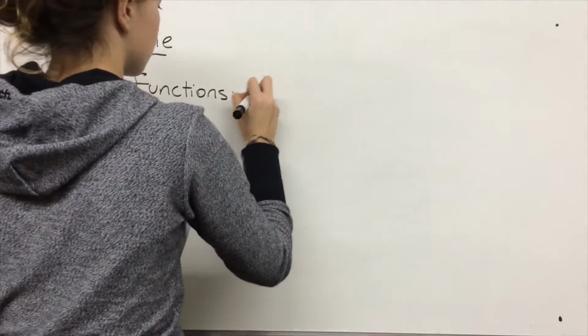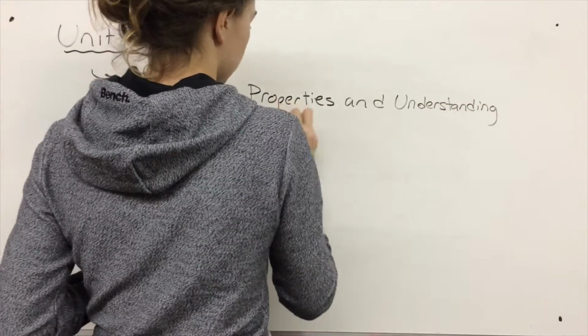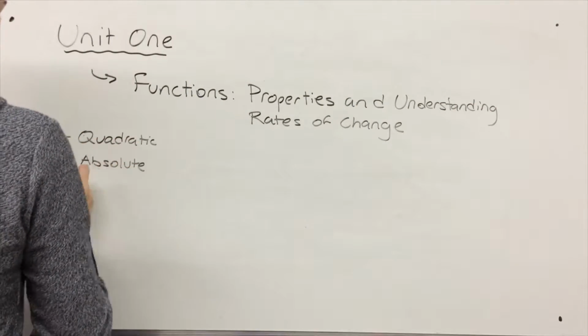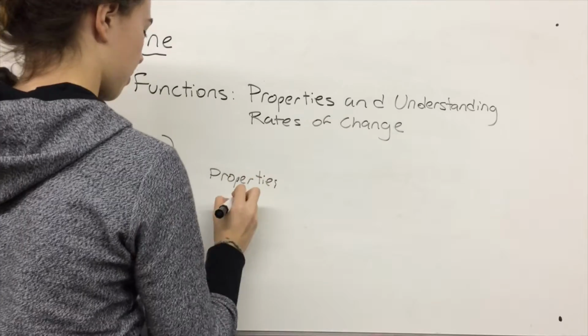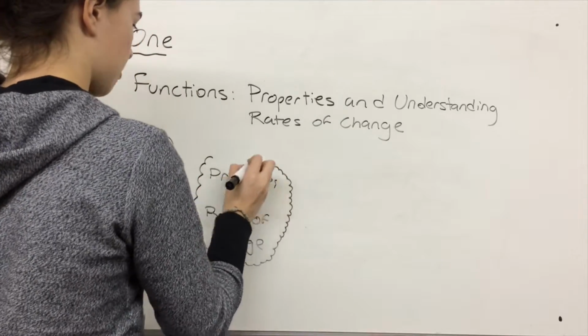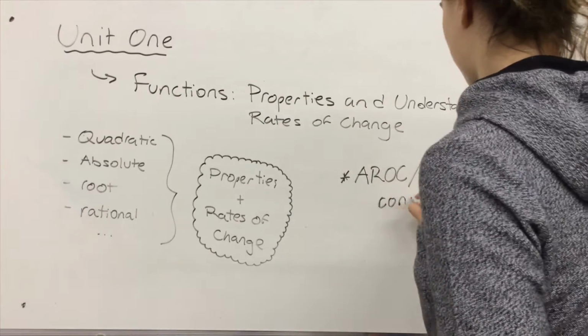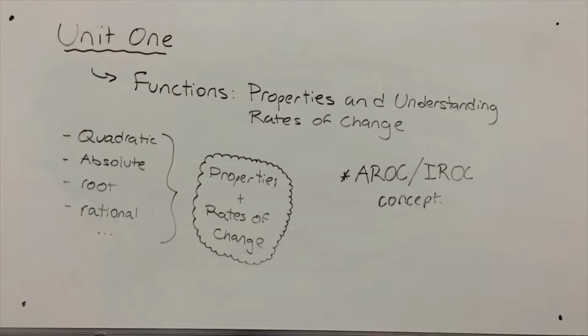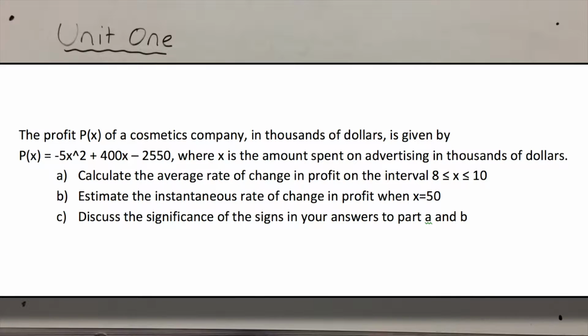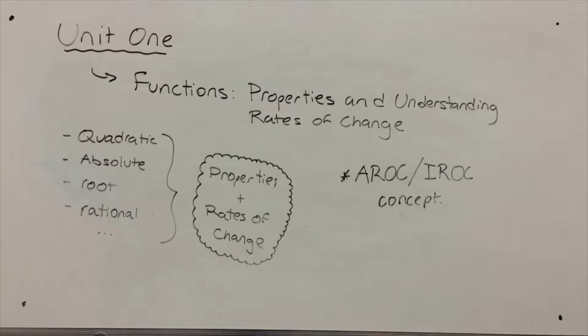As I said before, this is a question from Unit 1, Functions and their Properties and Understanding Rates of Change. In this question, we are solving for an average rate of change, aka AROC, and instantaneous rate of change, aka IROC, of a function. And this is exactly what the final part of Unit 1 is all about. In Part A, we are solving for the AROC over a specific interval. In Part B, we are solving for the IROC at a certain point in the function. And in Part C, we are just discussing how to properly interpret your answers to Part A and B.